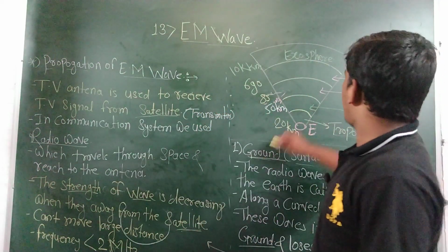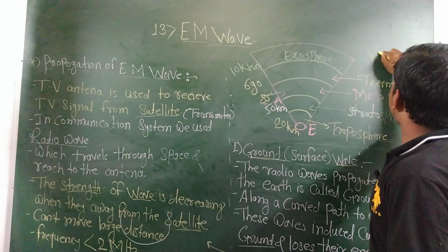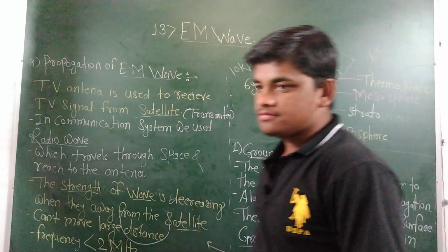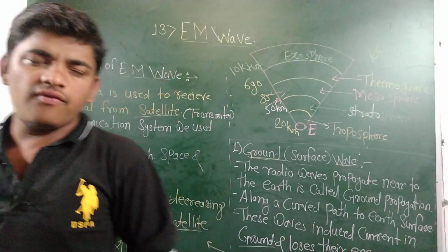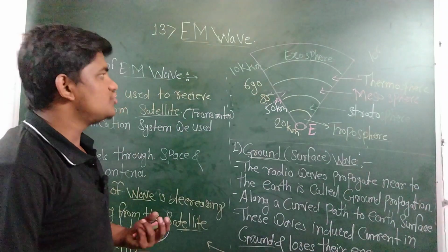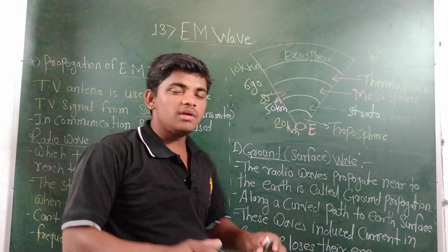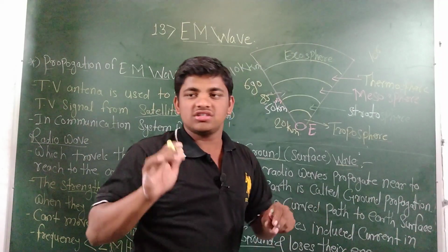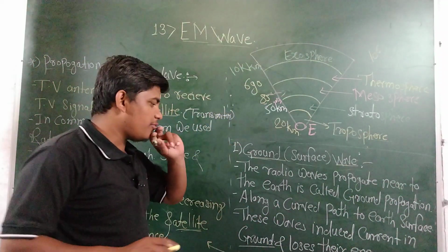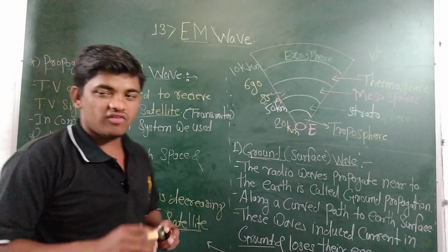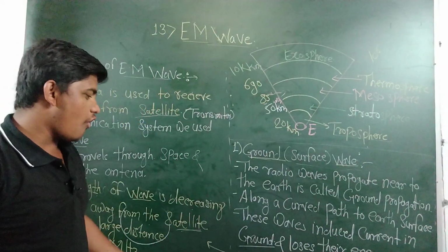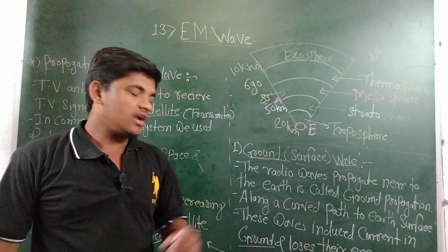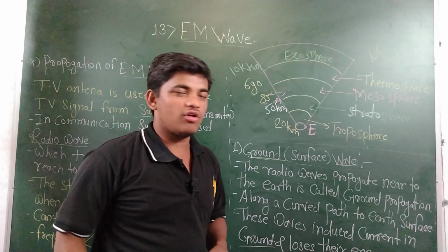What is the range of mega? I mean 10⁶ hertz. Then this is for local broadcasting only. What are the limitations of ground wave propagation or surface wave propagation? The limitation of ground wave propagation is that it is used only for local broadcasting.